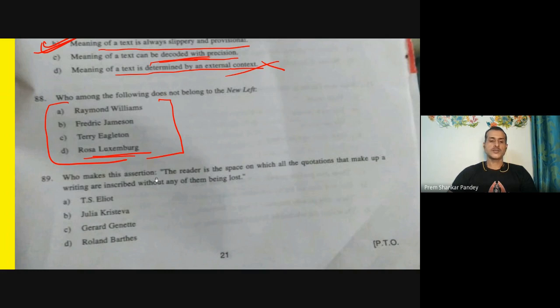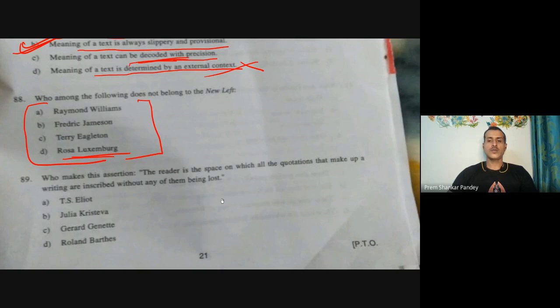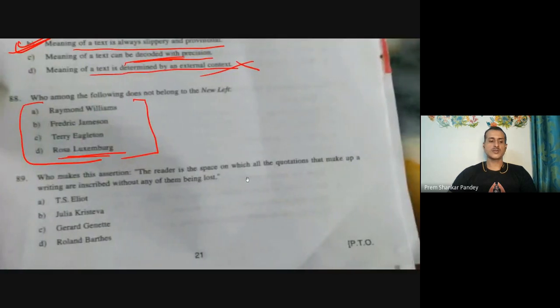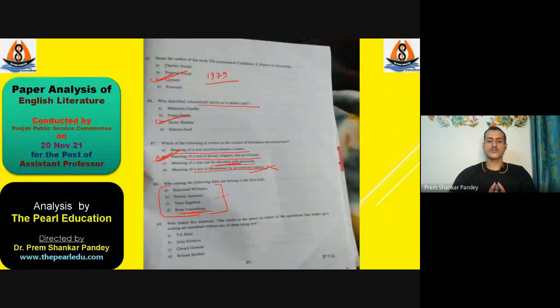Okay, the next question, question number 89. Who makes this assertion? The reader is the space on which all the quotations that make up a writing are inscribed without any of them being lost. Who is the author who has written this about the writer and the reader? It's probably reader response criticism, or you can say post-structuralism also. Yes, absolutely right. Death of the Author by Roland Barthes. This quotation is from Death of the Author by Roland Barthes.